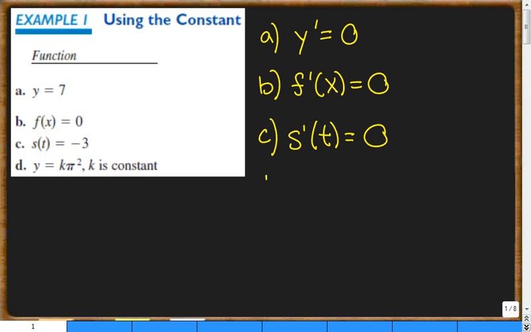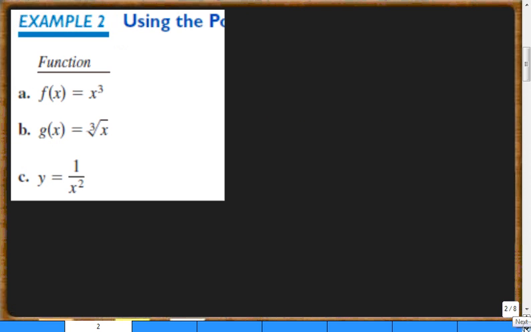And then finally, D, this may look crazy, right? We have k times pi squared, where k is a constant. So basically you have a number k, and you have a number pi squared, which we know is a number. We write it as pi squared instead of 9.5 or whatever that number would be, or around 10. So this would just also be y prime is 0. Okay, so any constant at all is going to be 0. The derivative will be 0.